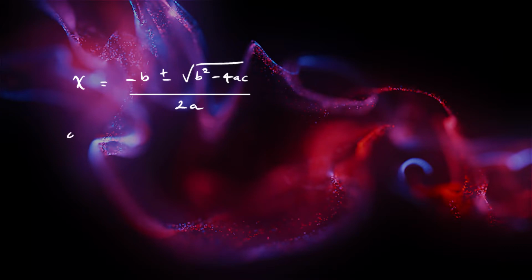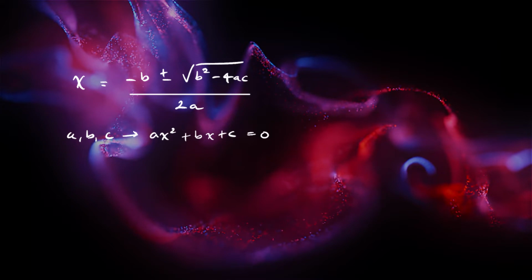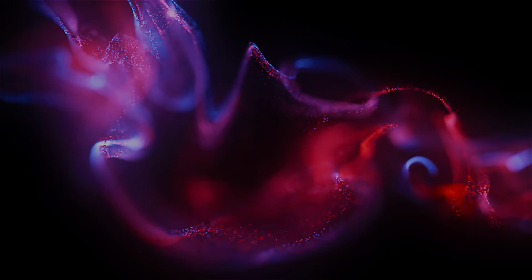Now note that a, b, and c represent the coefficients of ax squared plus bx plus c is equal to 0. Right, so this is where a, b, and c come from. And then all we need to do is substitute the values of a, b, and c into this equation up here, and that will solve for x. So why don't we look at an example of that?